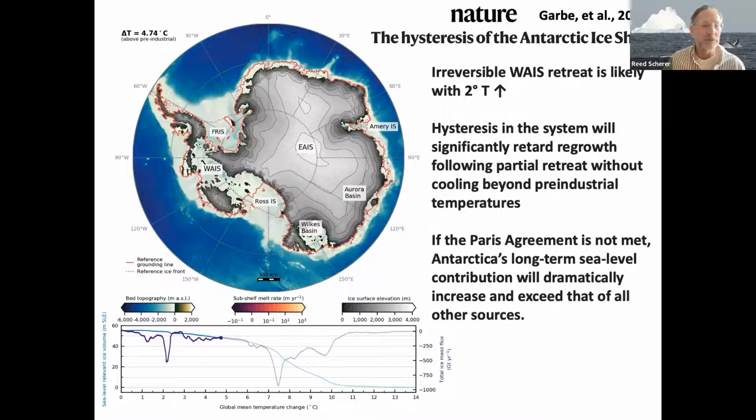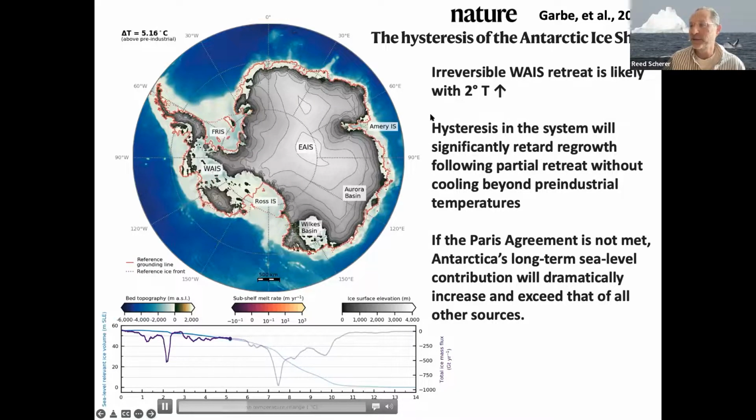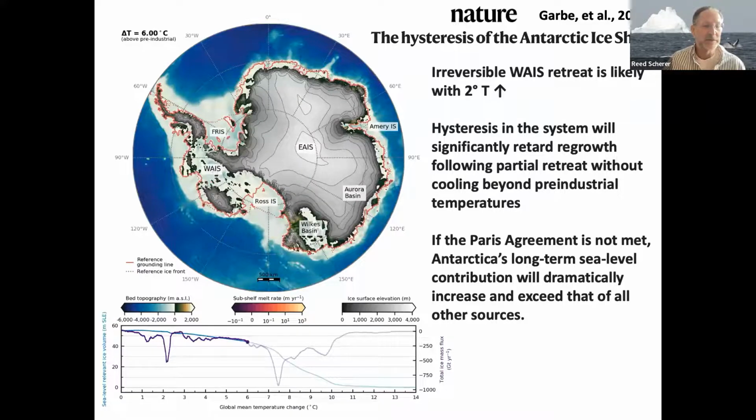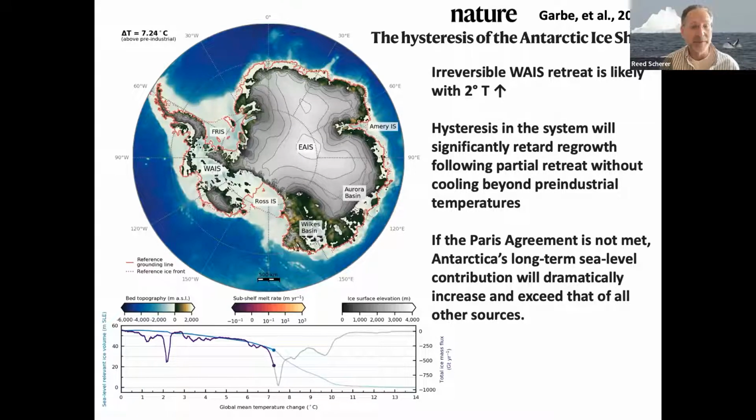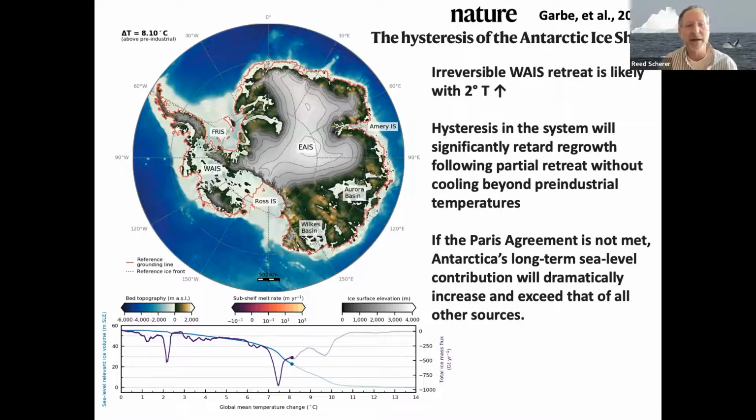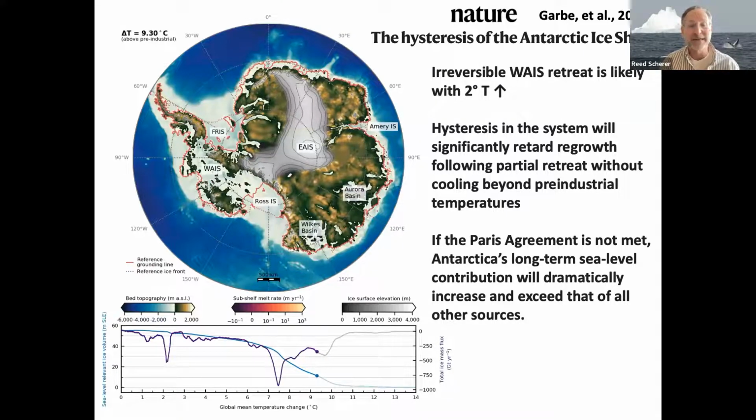A big point of this paper is that the hysteresis within the system would then retard regrowth. So if there's a temperature increase of 2 degrees, that could be enough to trigger the collapse, but it would take more of a reduction than 2 degrees to build it back up again. And so they have the ominous conclusion that if the Paris Agreement is not met, Antarctica's long-term sea level contributions will dramatically increase and exceed that of all other sources.